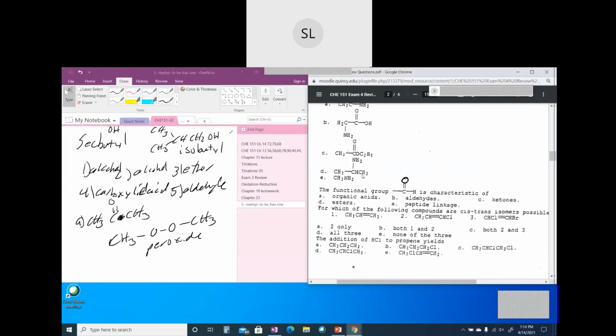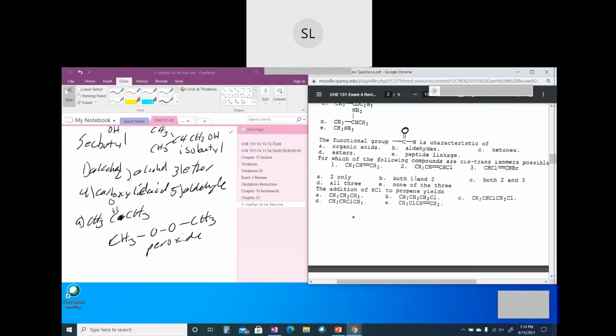All right, so here's your C double bond O with an H. That's your aldehyde functional group. So, of course, ketones have a C double bond O, but it doesn't have the H. It's got 2 carbon groups. Esters also have a C double bond O, but the other side is an OR, not an H.